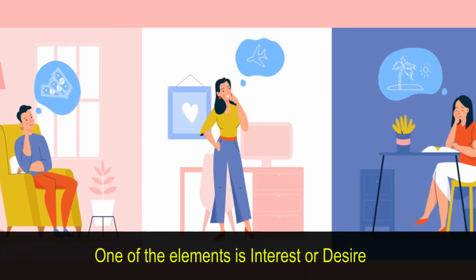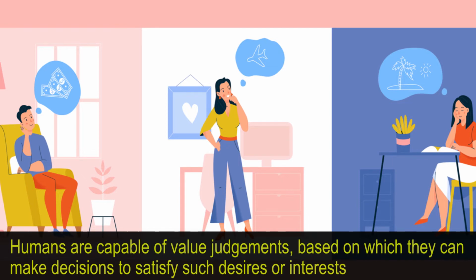Now one such element is interest or desire, meaning humans are beings with desires, interests or goals. We all have certain interests. I have my interest in eating well, living a healthy life, taking proper sleep, and I do not have an interest in, say, being killed, or being exposed to the harshest of environments, extreme cold, extreme heat. Similarly, I have certain desires, I want to achieve certain things in my life, I have certain goals in my life. If I want to state it alternatively, humans are basically capable of value judgments based on which they can make decisions to satisfy such desires or interests.